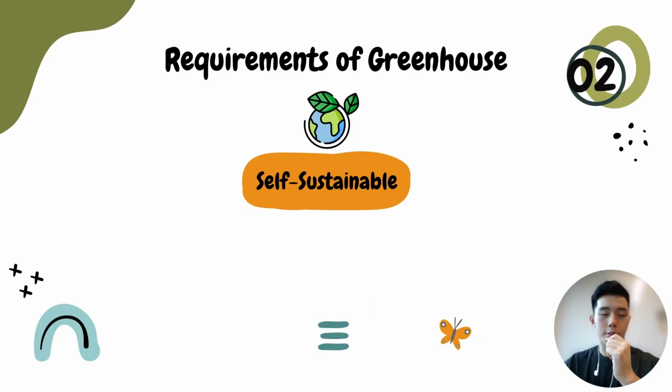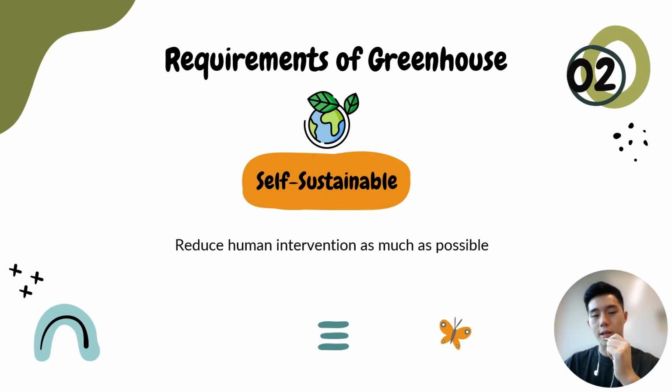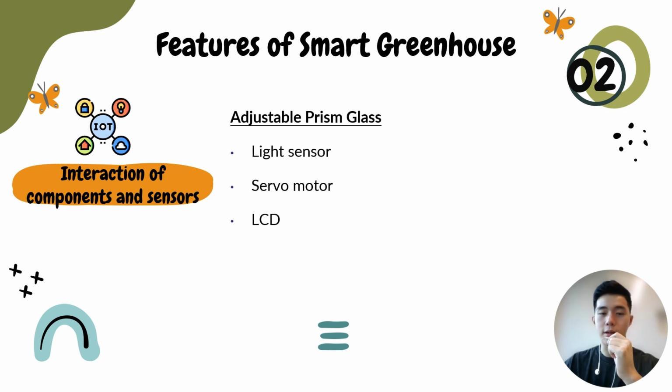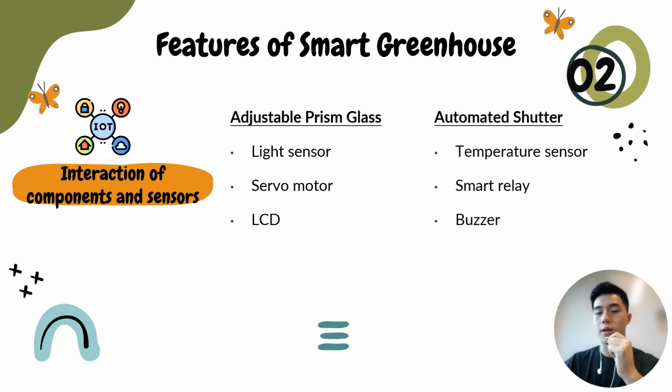So, what is our requirement of the greenhouse? We aim to be self-sustainable and smart so as to reduce human intervention as much as possible. And for our features of the greenhouse, we have an adjustable prismatic glass which uses a light sensor paired with a servo motor and LCD. A second feature is the automated shutter which uses a temperature sensor together with the smart relay and the buzzer.